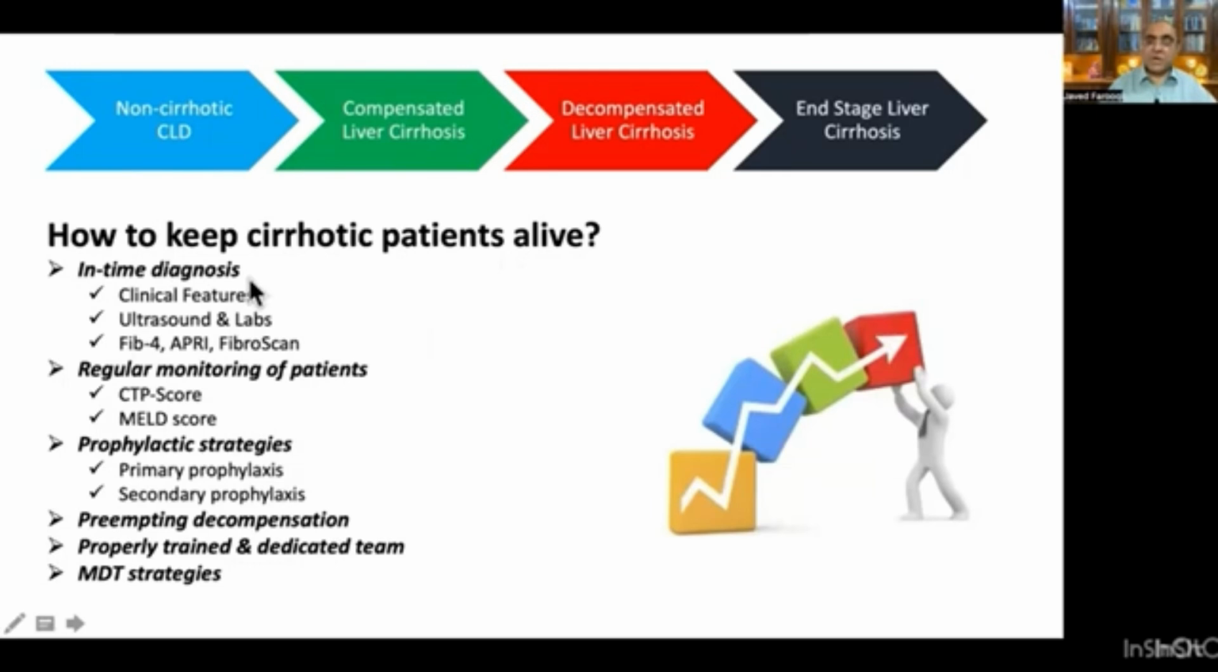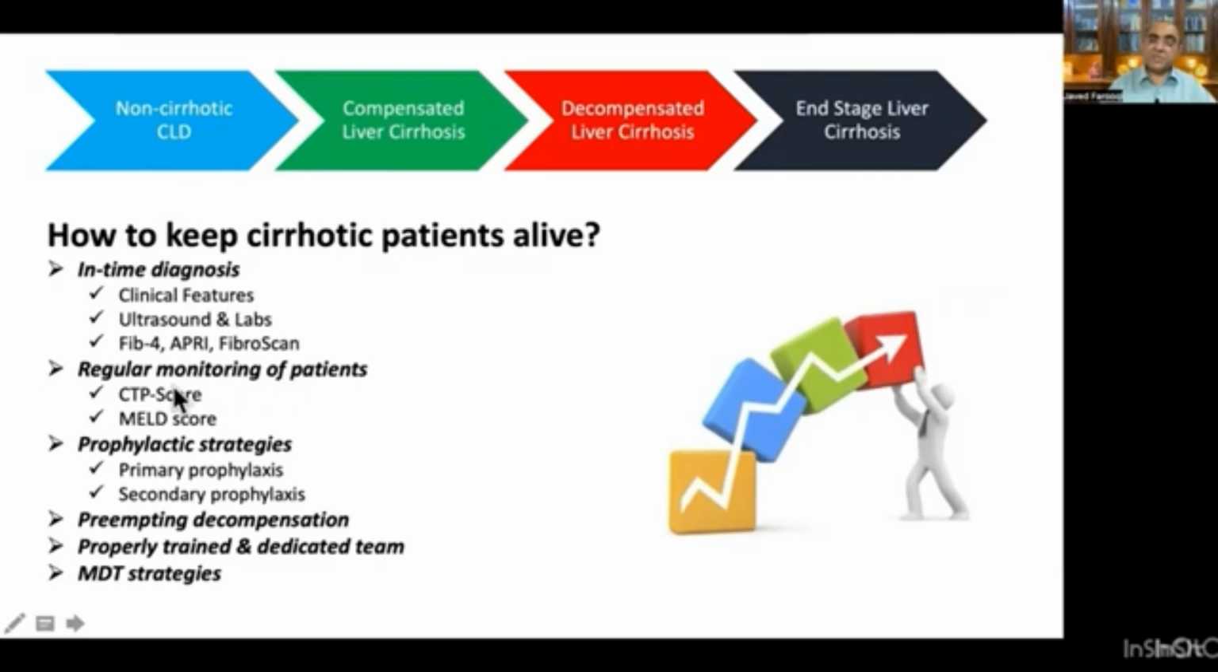So to summarize the whole thing, to keep cirrhotic patients alive, you need timely diagnosis of the case, and for that you need clinical features. Anybody can diagnose cirrhosis in the patient. In absence of clinical features, ultrasound and labs tell us. Even if there are no clinical features, ultrasound is normal, labs are not that abnormal, FIB-4, APRI, and FibroScan can tell us if my patient's liver is cirrhotic or not, and if the patient has fibrosis or not. Then regular monitoring of the patient is very, very vital.